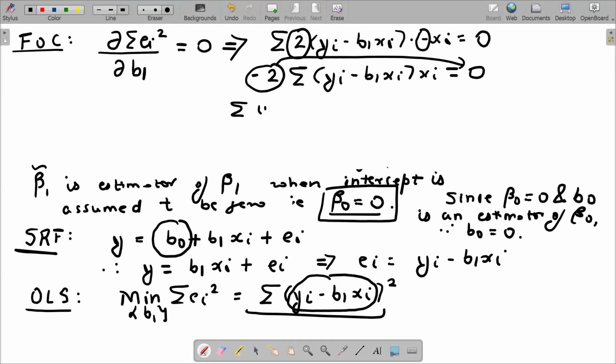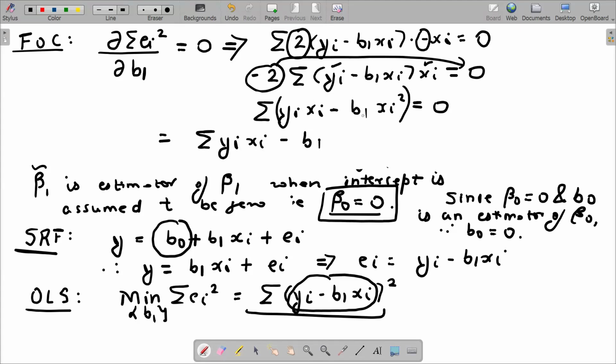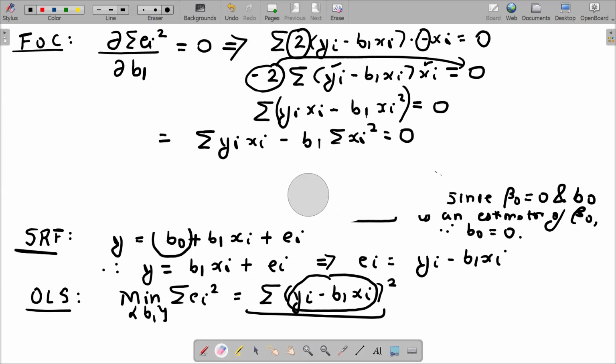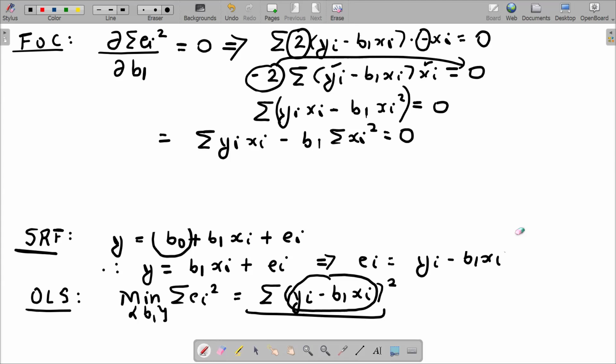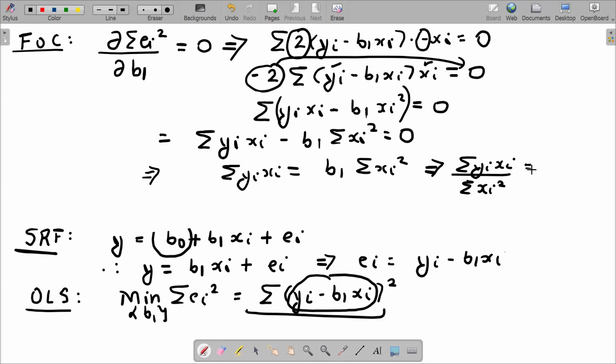So I have summation (yi − b1 xi) xi. If I open up the brackets, it's going to be summation yi xi minus b1 xi into xi, which is xi², equal to 0. That is, summation yi xi minus b1 summation xi² equals 0. Okay, so let's solve for b1. This implies summation yi xi is equal to b1 summation xi², which implies summation yi xi over summation xi² is equal to b1, which I call beta 1 tilde.